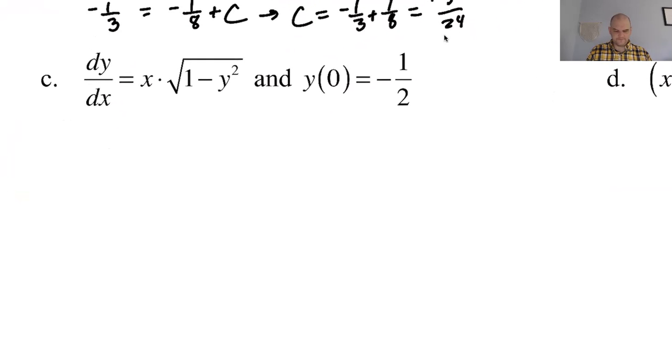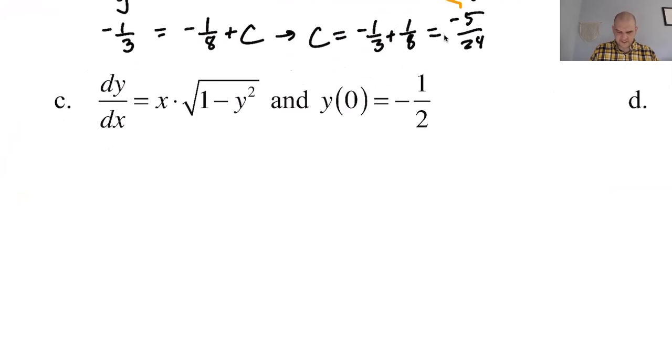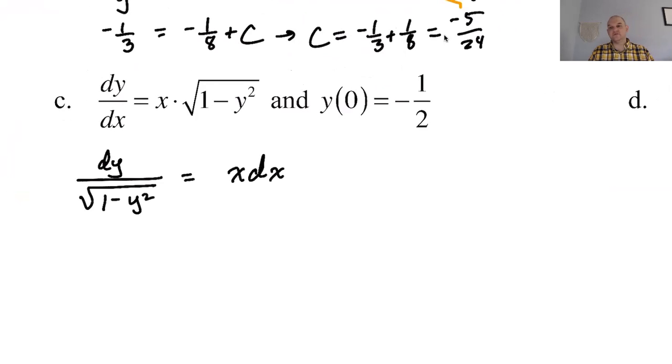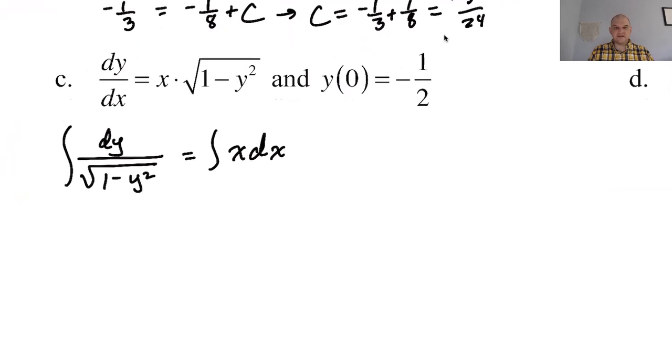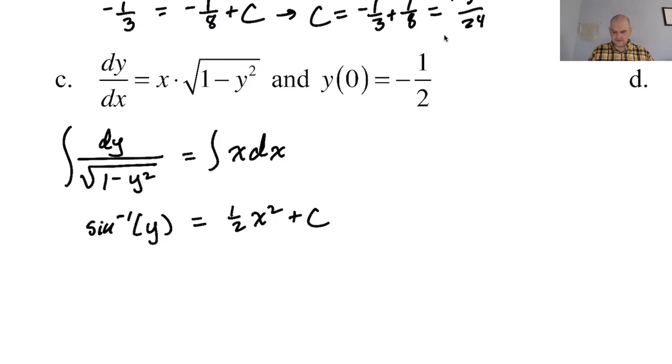All right, let's try this. So we're going to separate. I'll get dy over the square root of 1 minus y squared, which I kind of recognize because I memorized a lot of derivatives in my life. So we're going to integrate. All right, on the left-hand side, 1 over the square root of 1 minus y squared, that I recognize as arc sine. So this is going to be the sine inverse, or the inverse sine, or the arc sine of y is 1/2 x squared, and our plus c goes there. When should we try to solve for c?